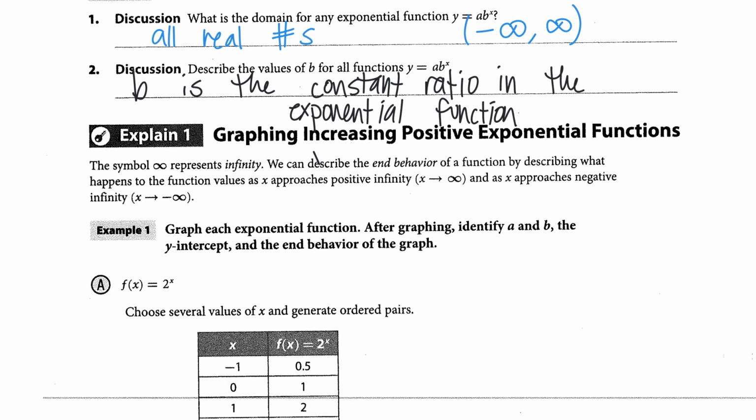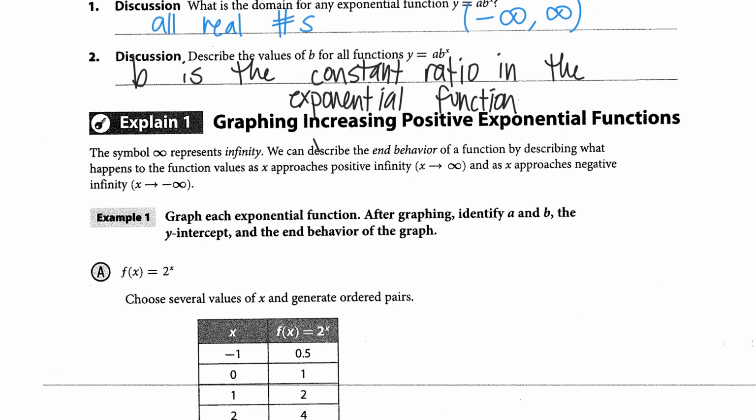The symbol infinity represents infinity. We can describe the end behavior of a function by describing what happens to the function values as x approaches positive infinity and as x approaches negative infinity. So what's happening way out off in the distance on each end of the graph? Graph each exponential function. After graphing, identify a and b, the y-intercept, and the end behavior of the graph.